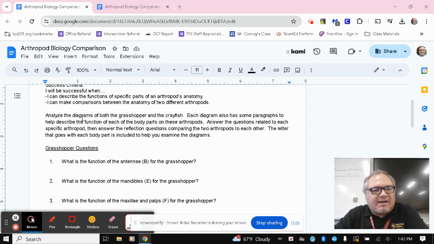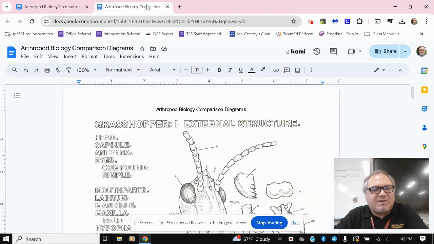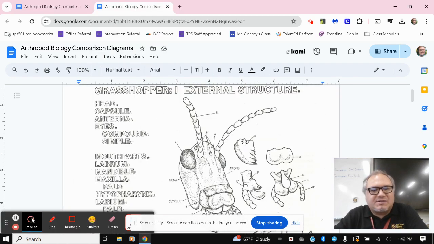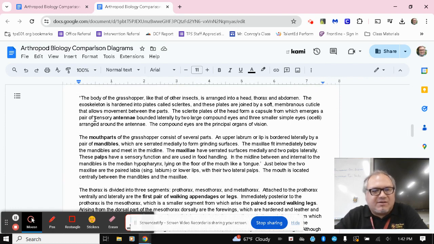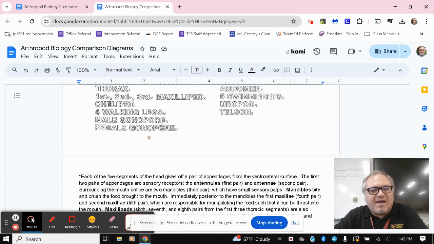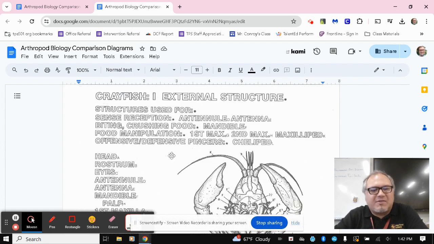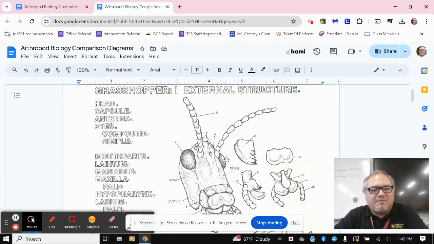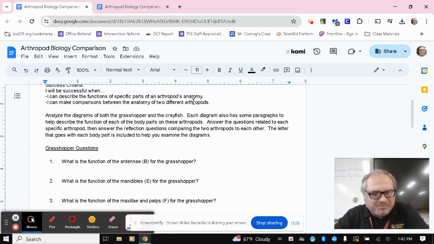So I want you to analyze the diagrams of both the grasshopper and the crayfish. So I have these provided. These are from the zoology coloring book. So again, here's the grasshopper, as well as the text directly taken from the zoology coloring book that accompanies those illustrations. And you'll notice here that the body parts that we're going to be paying attention to are put into a bold type font there. And again, here's the crayfish diagram as well, and the accompanying paragraphs that go with that.